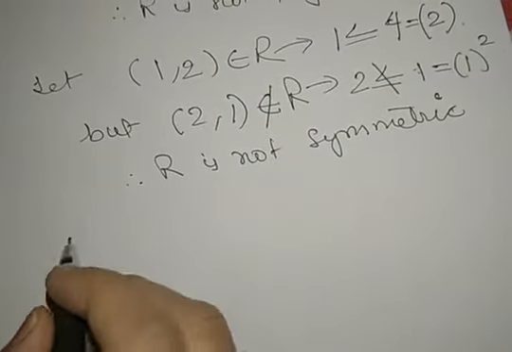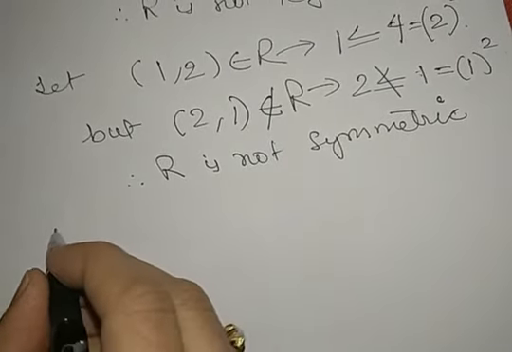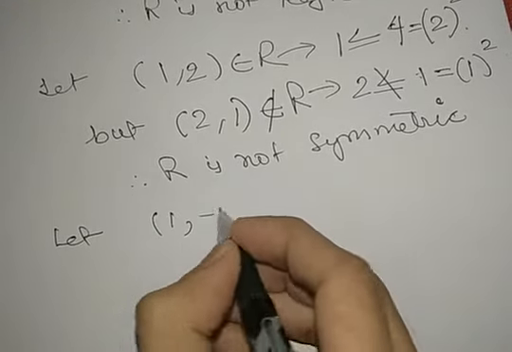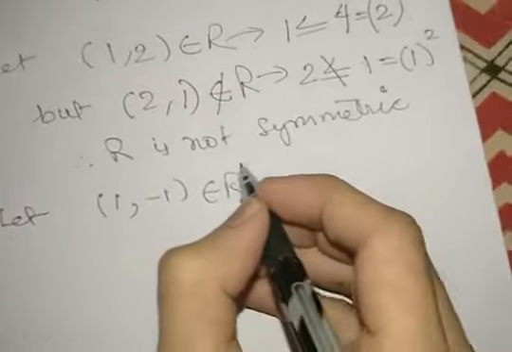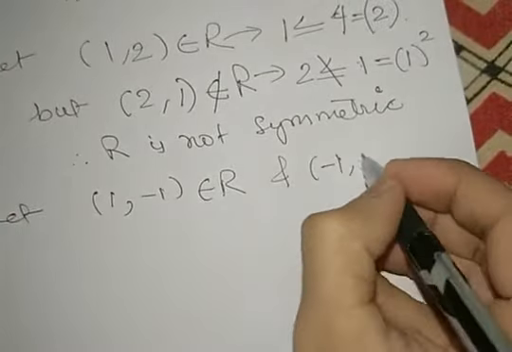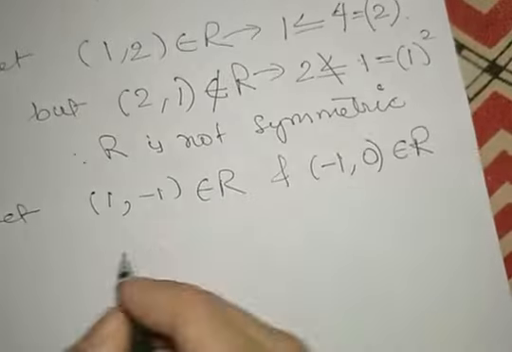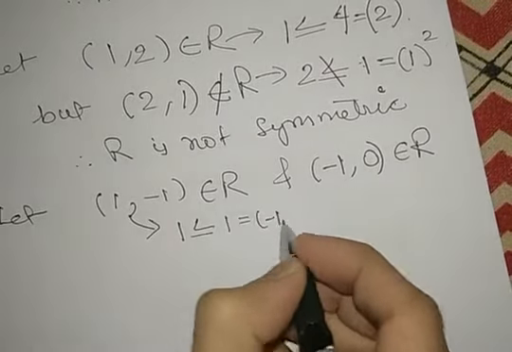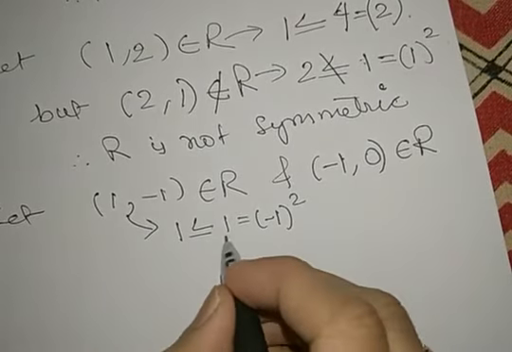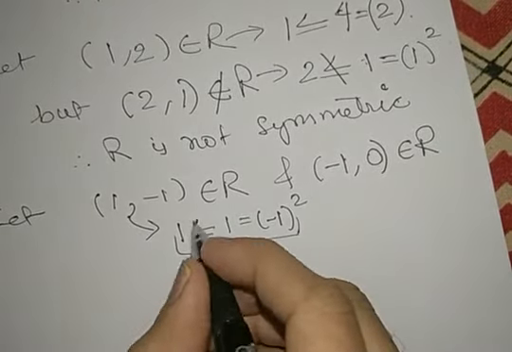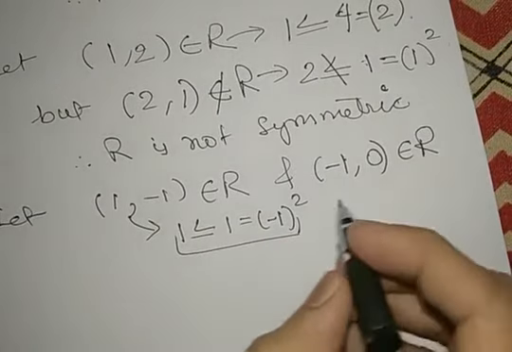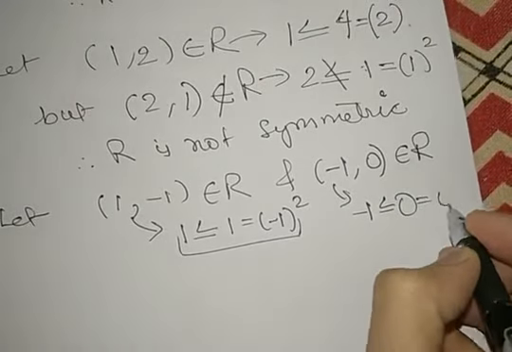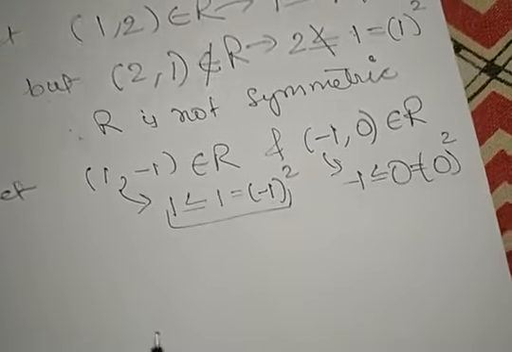Now we will show that R is not transitive. So again we have to take an example. Let (1, -1) belong to R and (-1, 0) belong to R. From here, 1 is less than or equal to 1, which is minus 1 square, so the condition a is less than or equal to b square is satisfied. Here also, minus 1 is less than or equal to 0, which is 0 square, so the condition is satisfied.